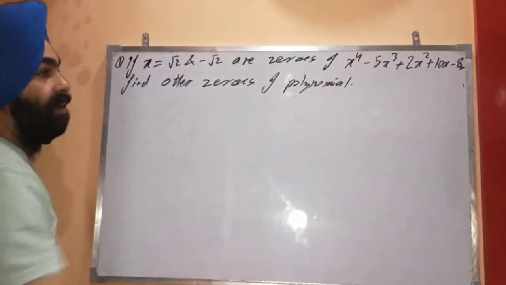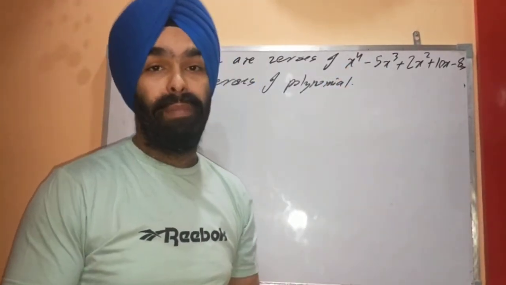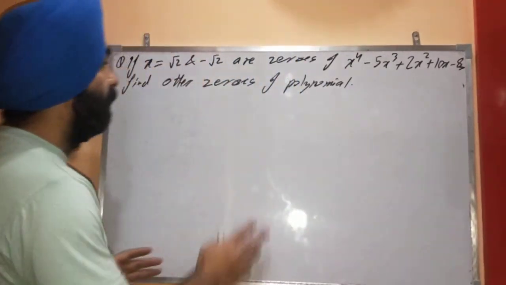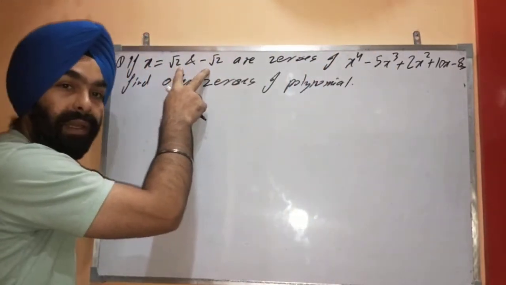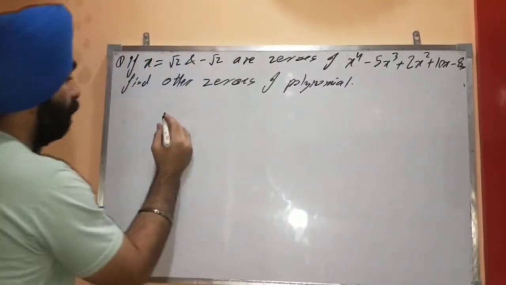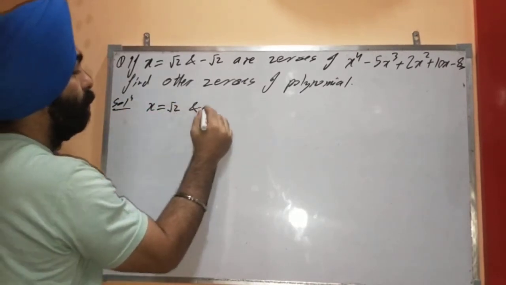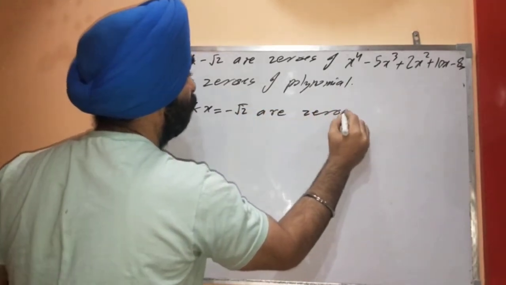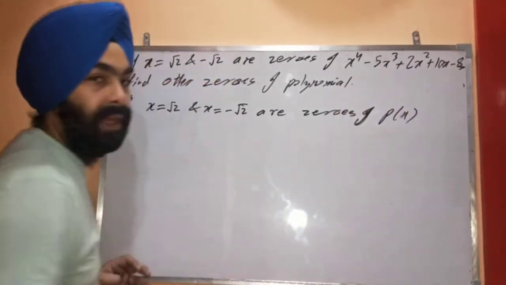Now we can see that in this polynomial the degree is 4. Now degree is equal to the number of zeros. If its degree is 4, that means it will have 4 zeros, and out of 4, 2 zeros are already given to us. So we are required to find the other 2 zeros. So we've been given that x is equal to root 2 and x is equal to minus root 2 are zeros of P(x). Now I am assuming this polynomial as P(x).